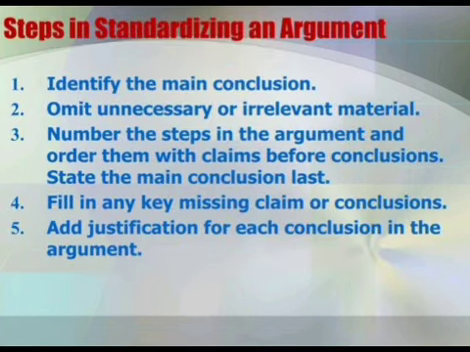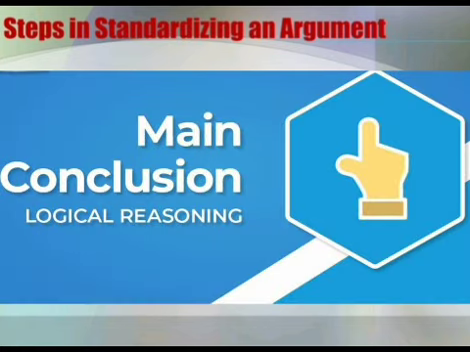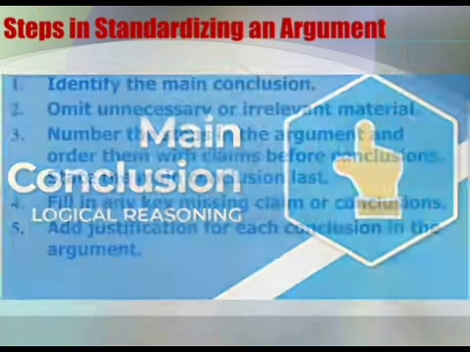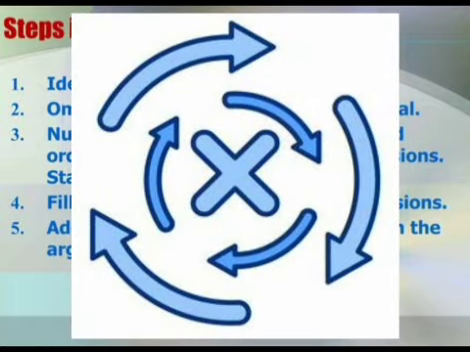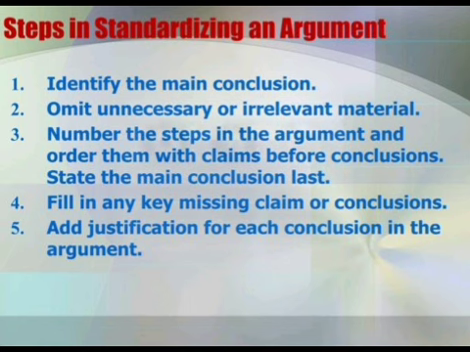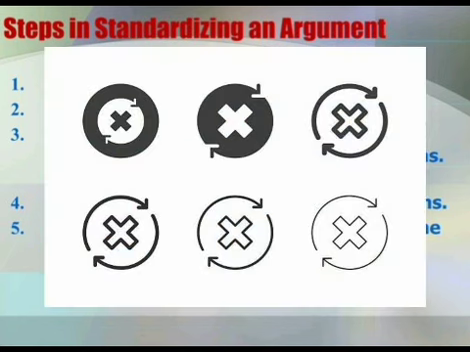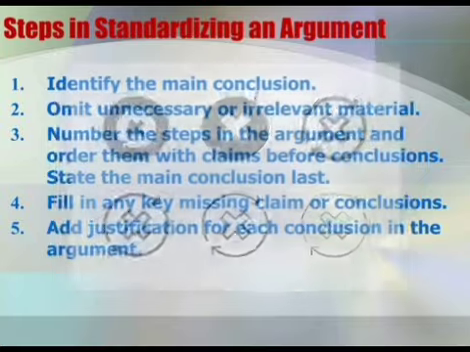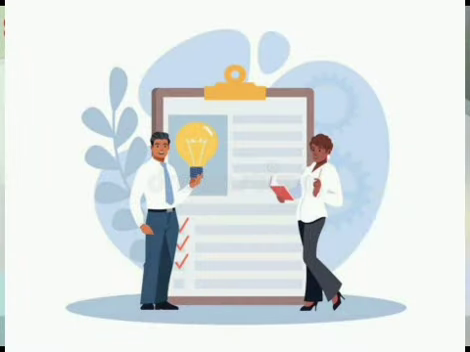This slide explains the 5 important steps used in standardizing arguments. First, identify the main conclusion. Second, remove unnecessary or irrelevant information. Third, arrange claims before conclusions in logical order. Fourth, include any missing claims or conclusions. Finally, provide proper justification for each conclusion. Following these steps helps create strong and organized research arguments.